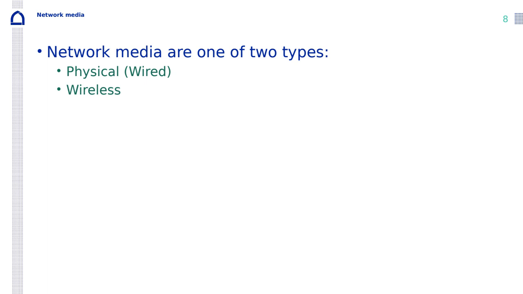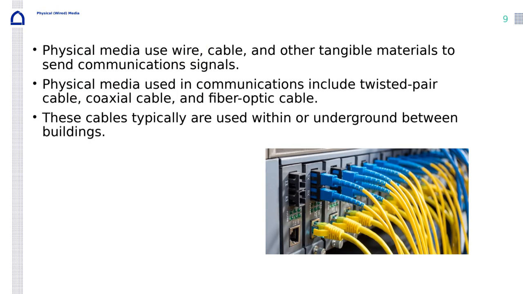Network medium can be physical media or wireless. Physical media use wire, cables. Physical media used in communication include twisted pair, coax, and fiber-optic cable. These are the most famous types. The cables are typically used within or underground between buildings. We put them between the buildings, between this classroom and the other, the server room.